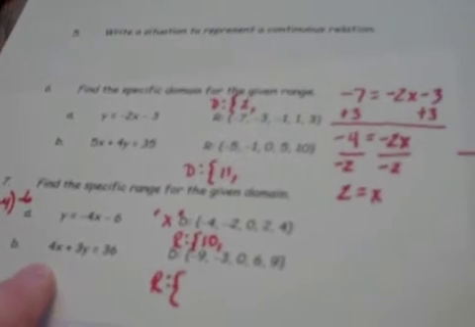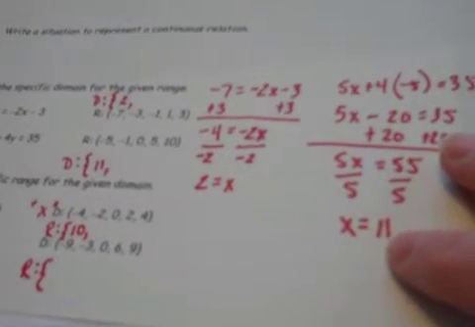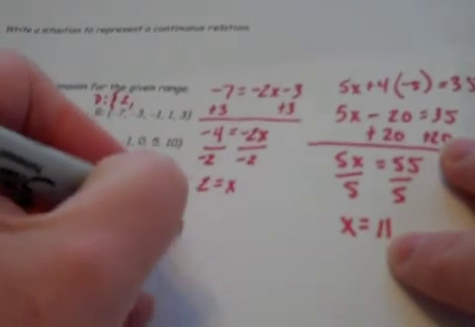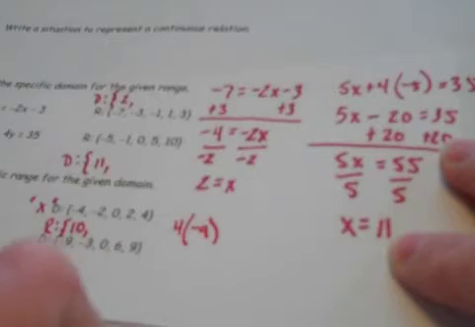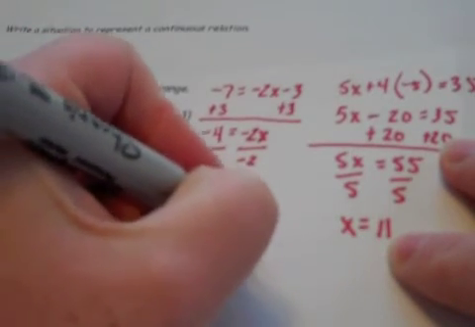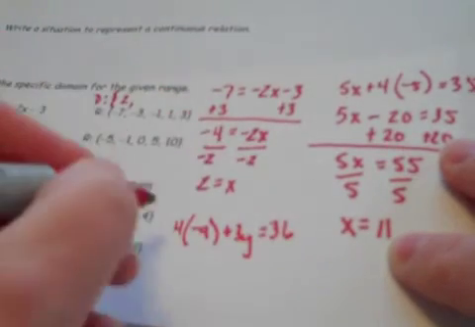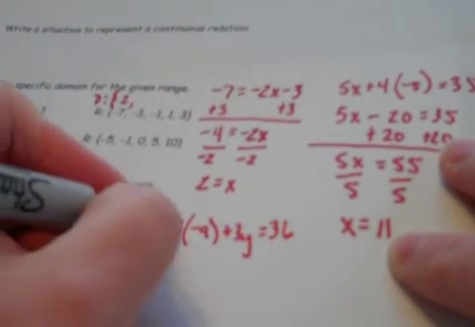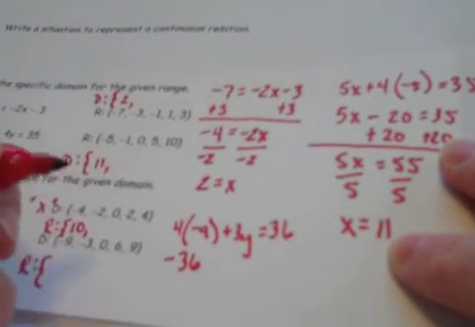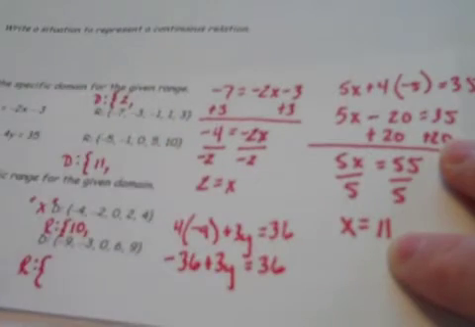Then you need to do part B. Same idea. This time you are solving for the y. So this one will be 4 times, your first x value is -9. You need the plus 3y equals 36. 4 times -9. A positive times negative is a negative. 4 times 9 is 36. Bring down the plus 3y and the equals 36.